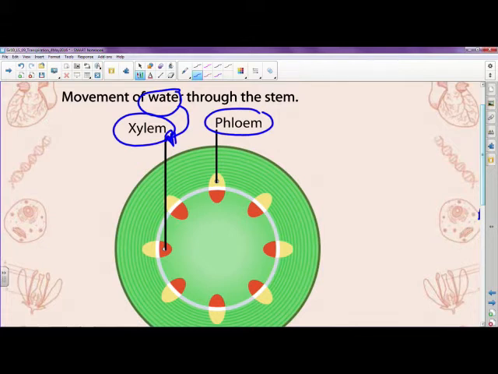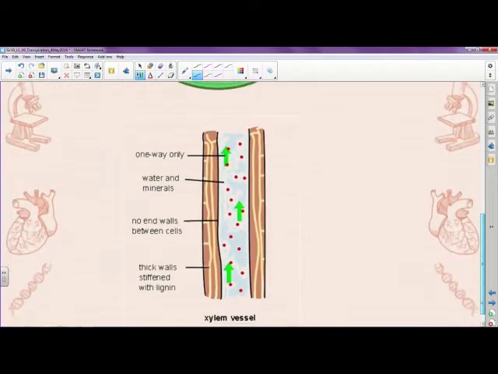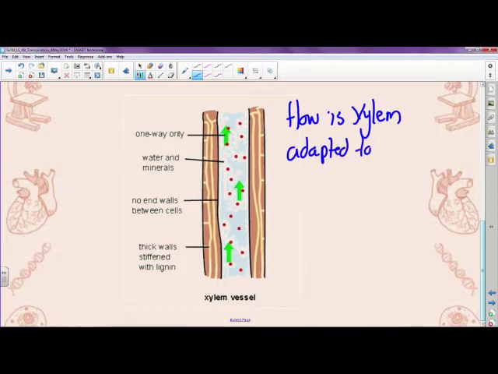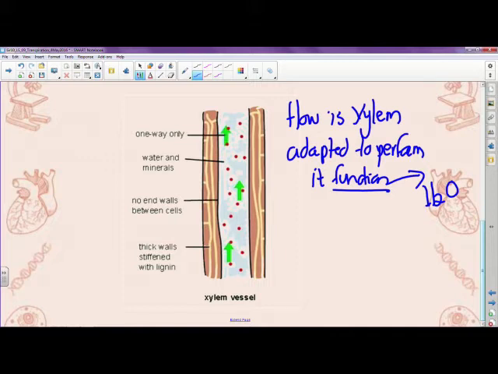Now guys, when we get to the xylem, a very important question that you need to be able to answer is, how is xylem adapted to perform its function? And what do I mean by function? Function means to transport water up the stem. Xylem needs to transport water.